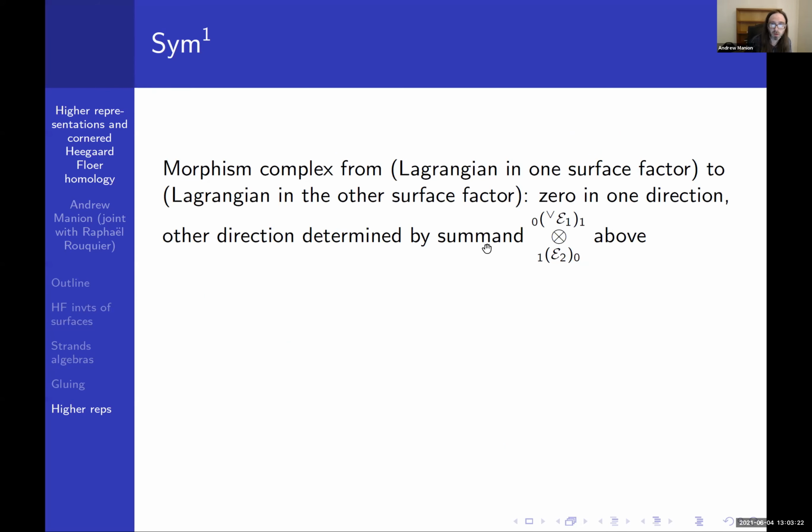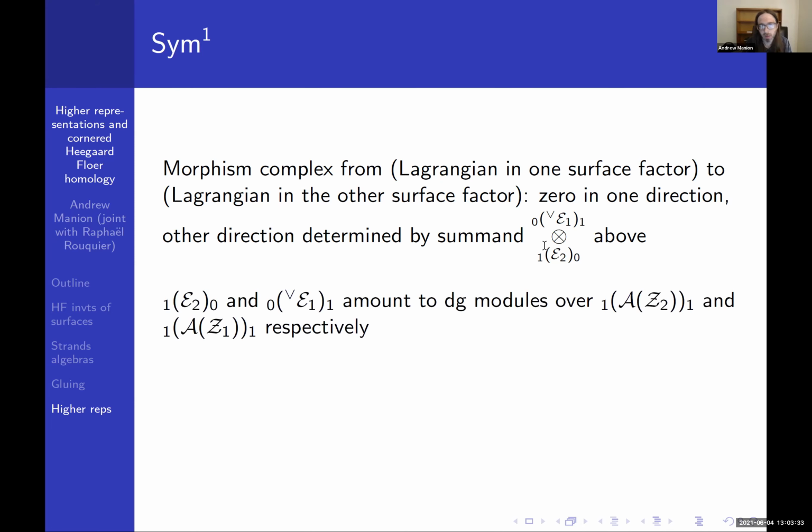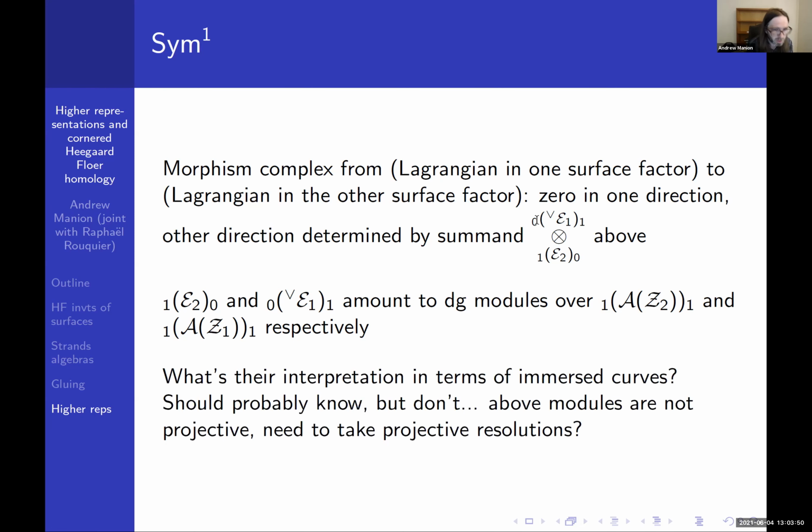So the morphism complex in one direction will be 0. In the other direction, it will be given by this type of summand. And then I wanted to raise a question: what are these things? I can think of them as bimodules, but the action of the zero strand algebra is just the ground field. So I can really just think of these as DG modules over the strands algebra. And then I can ask, shouldn't they have some interpretation like immersed curves or something like this? I don't really know. I think the theory definitely says there should be an answer, but I don't entirely know.